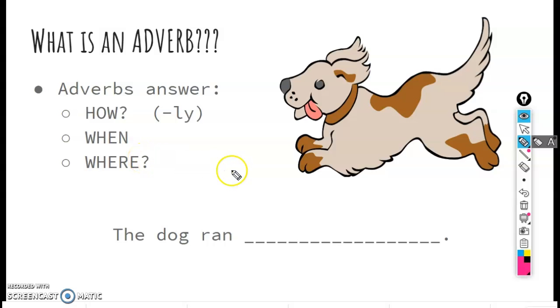So I can think of adverbs that go with all three different questions. So I can describe how the dog is running. The dog ran, looks like he's running fast. Fast is a word that describes the dog's running, and it's telling me how he is running.